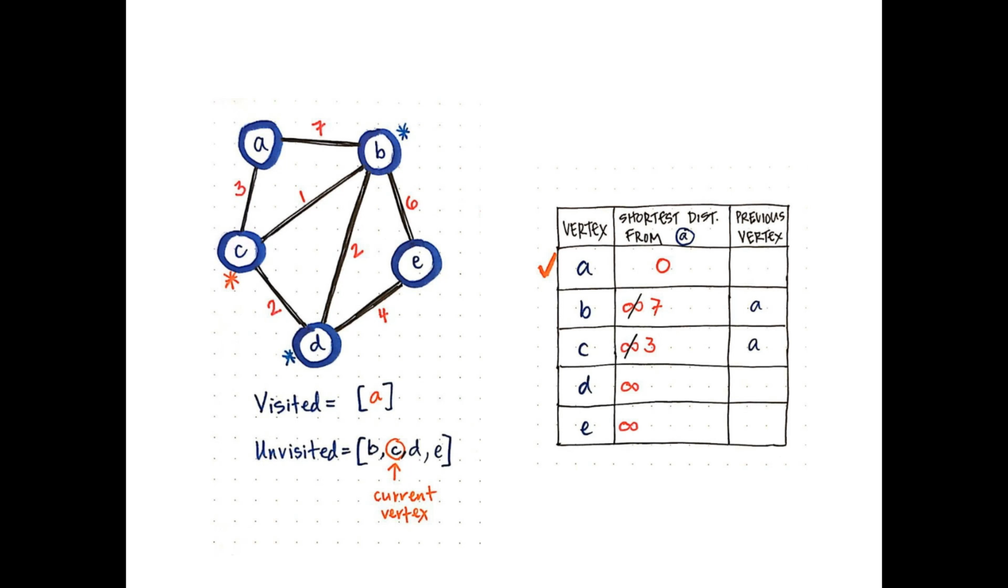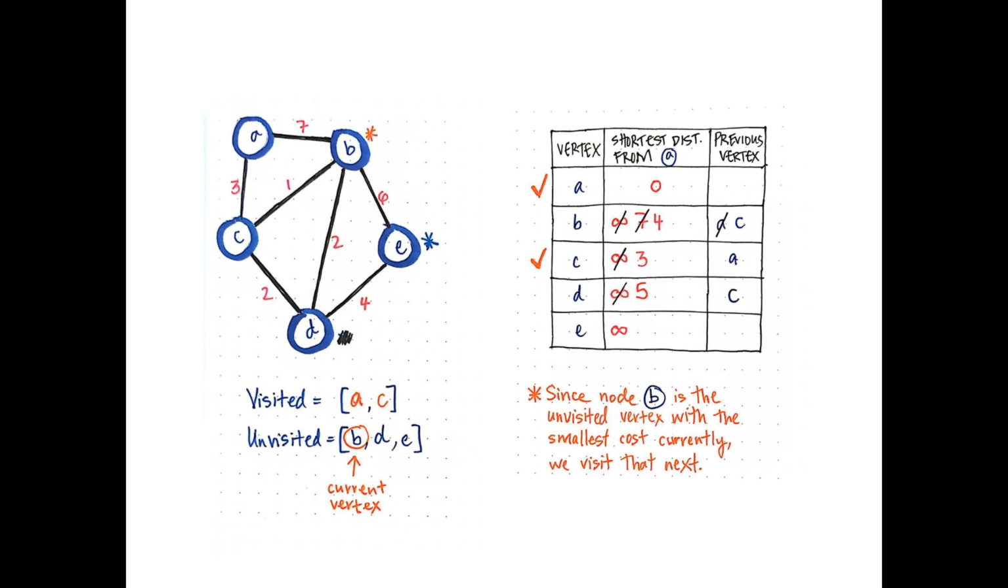The next step: from A, you can get to C and B. So C gets the value 3 and B gets the value 7. And then you also store the vertex that you came from. So now you have a record of the shortest path to B and C based on where you are coming from, since you're coming from A. Now that you've visited all the neighbors of A, the next vertex that you want to visit is the one with the smallest value. You can see here, C has the smallest value of 3, so that's what we're going to visit next.